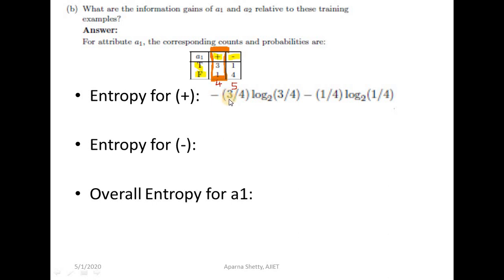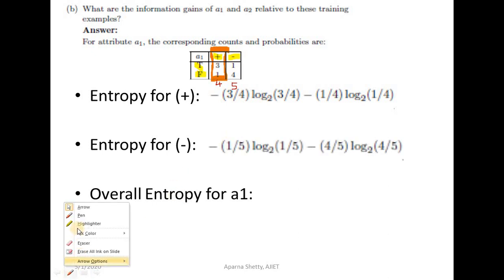Next, we will calculate the entropy for negative class. Here if you see, this is the negative class, correct? So minus 1 divided by 5, total records of negative class, log to the base 2 1 divided by 5, minus 4 divided by 5 log to the base 2 4 divided by 5. Calculate the answer here.